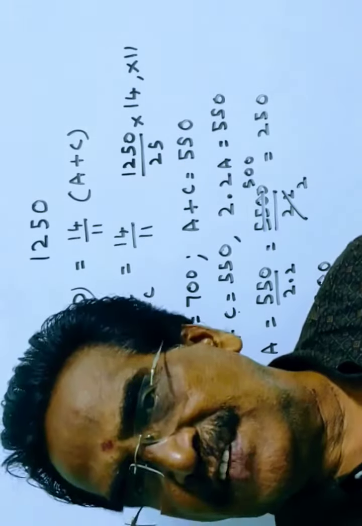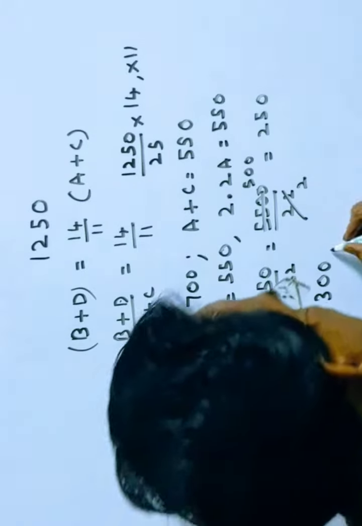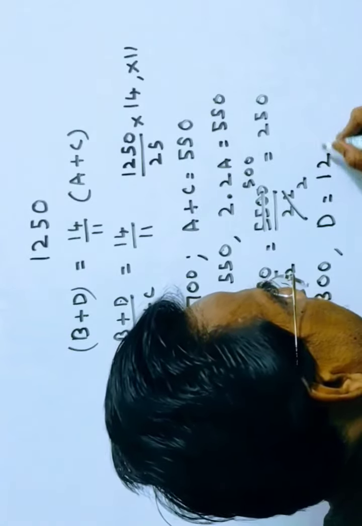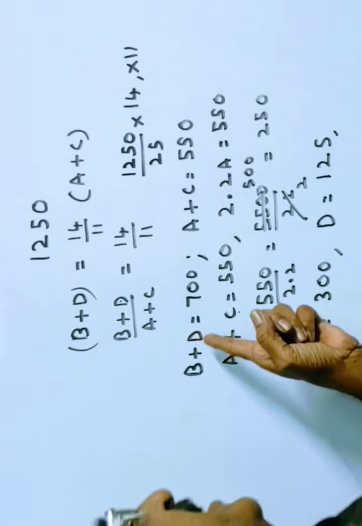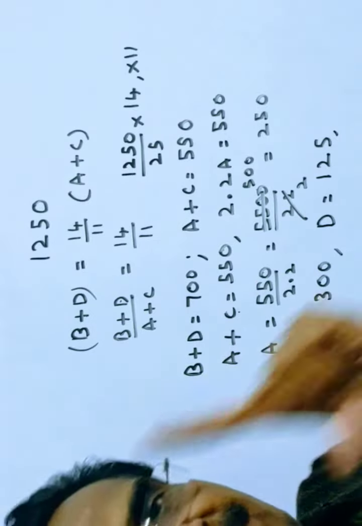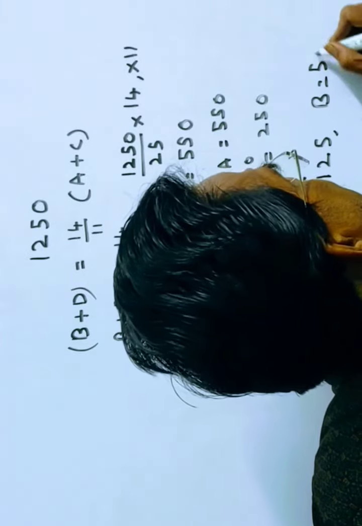Friends, it is also given that the share of D is half of the share of A. So friends, D is equal to half of A, 125. Friends, if D is equal to 125, B is equal to 700 minus 125, 575. So B is equal to 575 friends.